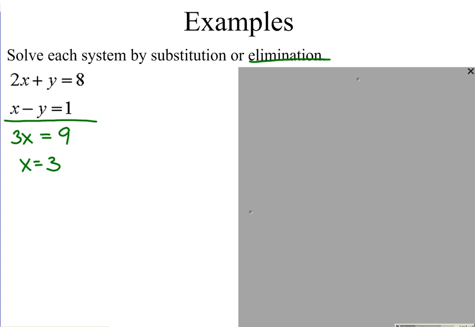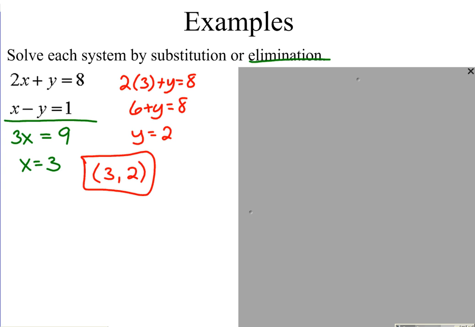Now, it does not matter where you plug back in to get your value of y. We know x is 3. We can use either the top or bottom equation. I'm going to use the top one. 2x, which we now know x is 3, plus y equals 8. Subtract the 6 over. Y is 2, so we're talking about the ordered pair, point of intersection at 3, 2.